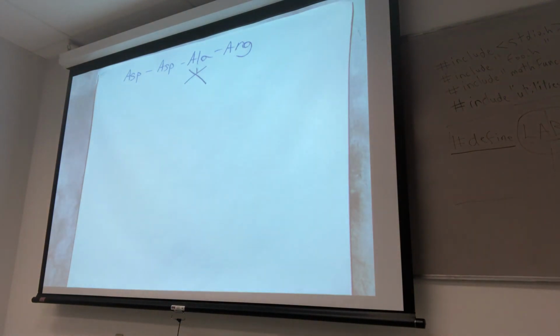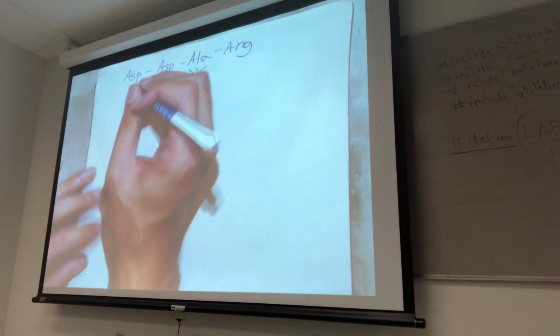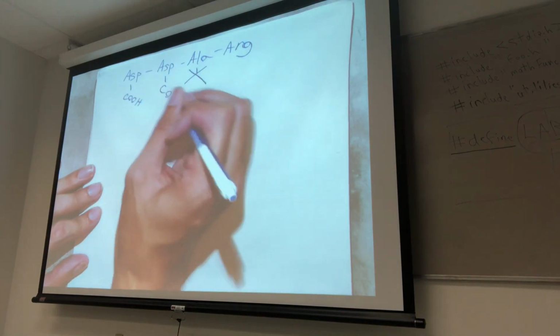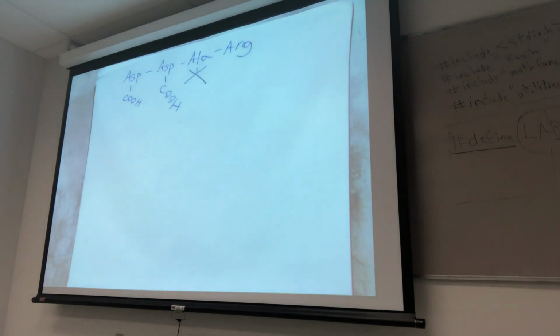ASP stands for aspartic acid. It is an acidic amino acid, and it does have a side chain pKa. Acidic amino acids are going to have a COOH somewhere down there. So I'm not going to draw the entire side chain. I'm only going to draw in the functional group that matters, the thing that will have a pKa associated with it. Aspartic acid will have a carboxyl group in its side chain.